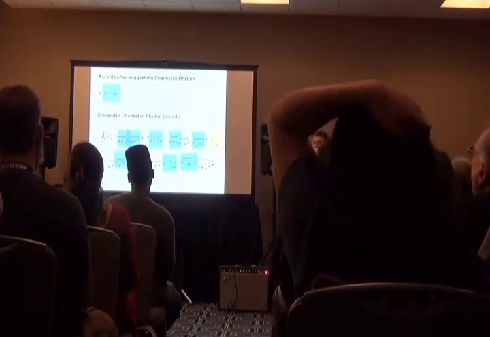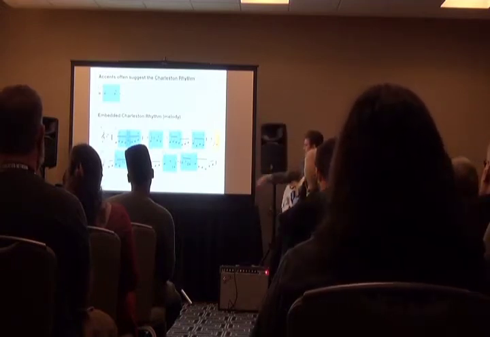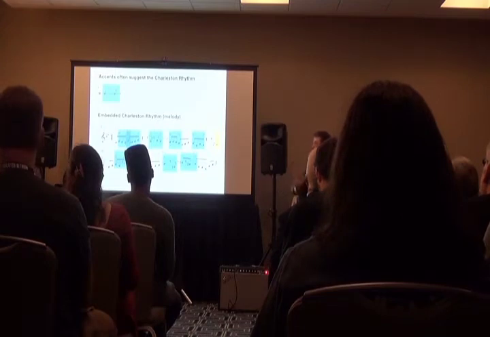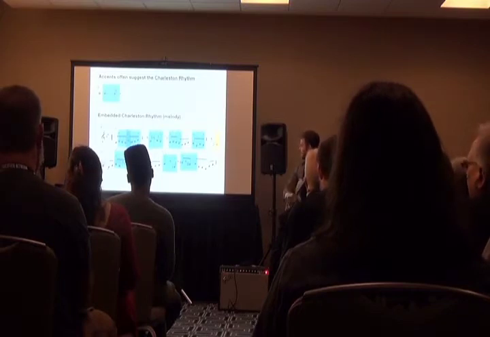So, we have 2 Charleston rhythms there, and then another one in the next measure. Charleston again.